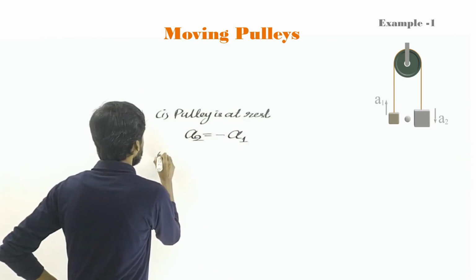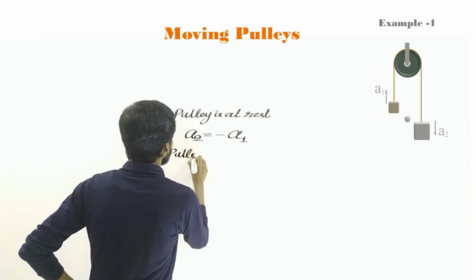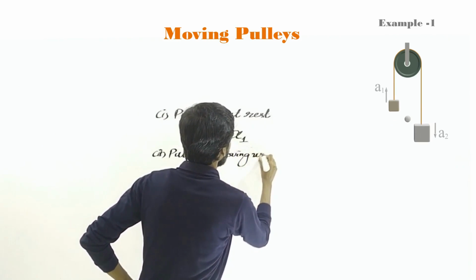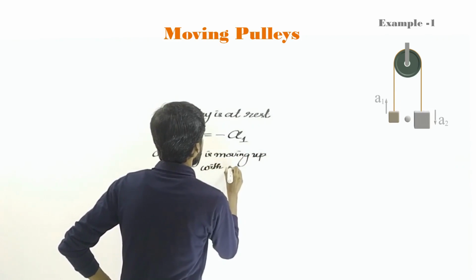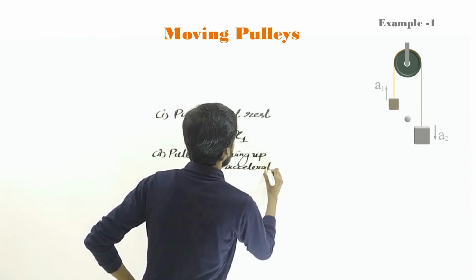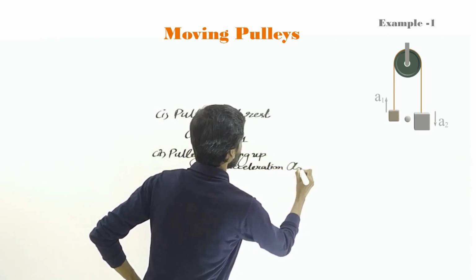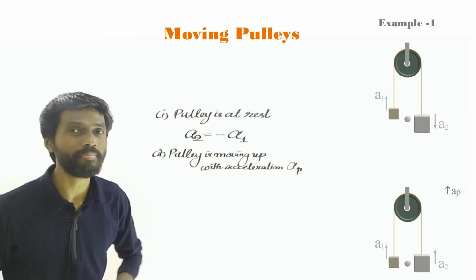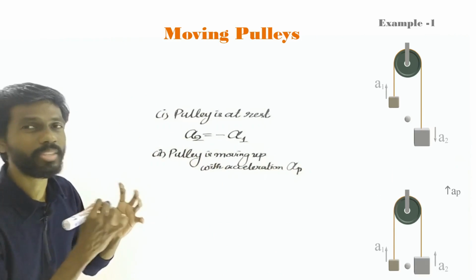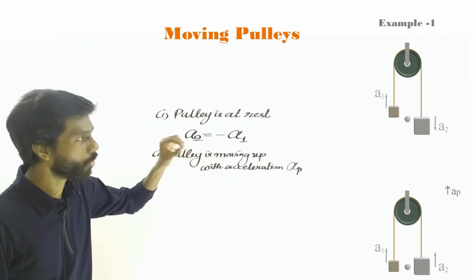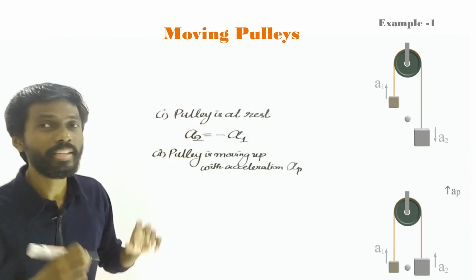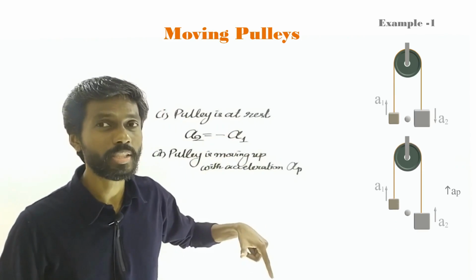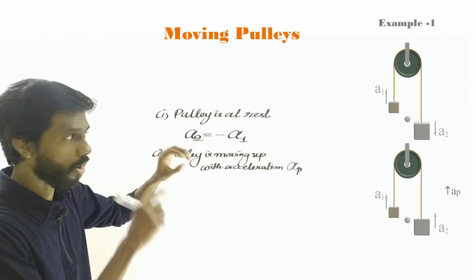Now take the next case. The pulley is moving up with some acceleration, say AP, the acceleration of the pulley. So will the accelerations of these two blocks be the same? No. So what we are going to do is observe the system sitting in the pulley frame. Suppose you are sitting on the pulley and you observe, then it appears as if these two blocks are moving with the same acceleration, one in the upward direction, one in the downward direction. That is only when you observe in the frame of that pulley.